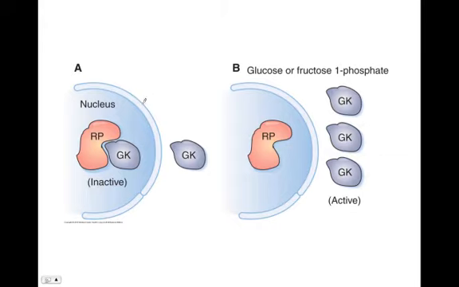Glucokinase is also regulated by a regulatory protein. In the absence of glucose or fructose 1-phosphate, glucokinase is bound in the nucleus to its regulatory protein. The regulatory protein also enhances the transcription of glucokinase. In the presence of glucose or fructose 1-phosphate, glucokinase is released from the nucleus and can be active in the cytosol. This translocation is facilitated by both glucose and fructose 1-phosphate.